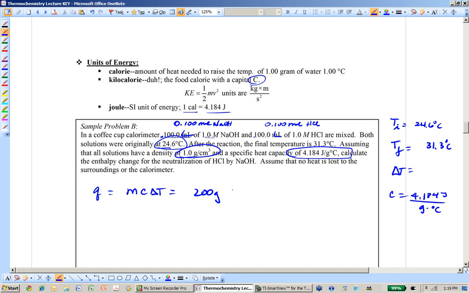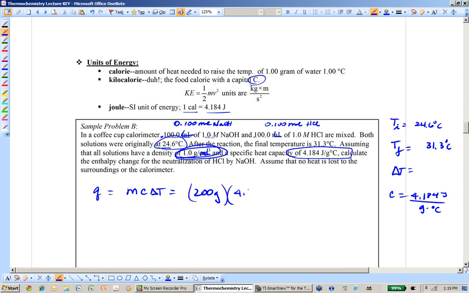200 grams. How do I know that? They told me the density was 1 gram per centimeter cubed, and I didn't fall for the fact that a centimeter cubed is not the same thing as a milliliter, because you know good and well it is. So this could have very easily said milliliters right there. So 100 milliliters is going to have a mass of 100 grams. And if I had 100 grams and 100 grams, then I have 200 grams.